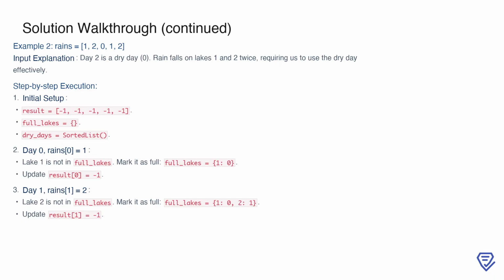Here, we must use the dry day effectively to prevent flooding. Once again, we start with an initial setup. The result array is initialized to -1, -1, -1, -1, -1, the full_lakes map is empty, and the dry_days list is empty. On day 0, Lake 1 receives rain. Since it's not yet full, we mark it as full and associated with day 0. The result remains -1. On day 1, Lake 2 receives rain. Similarly, it's not in full_lakes, so we mark it as full and associated with day 1. The result for day 1 is also -1.